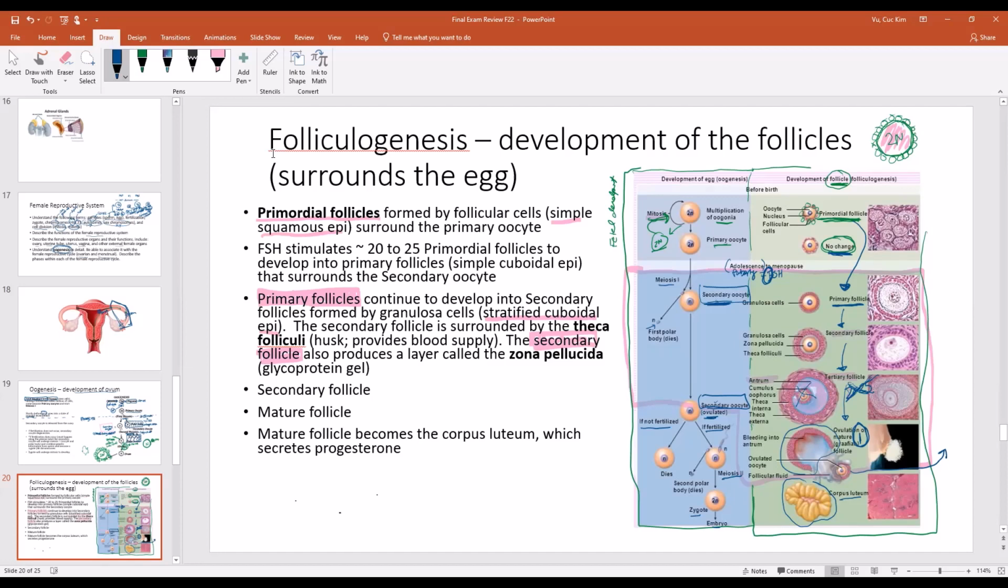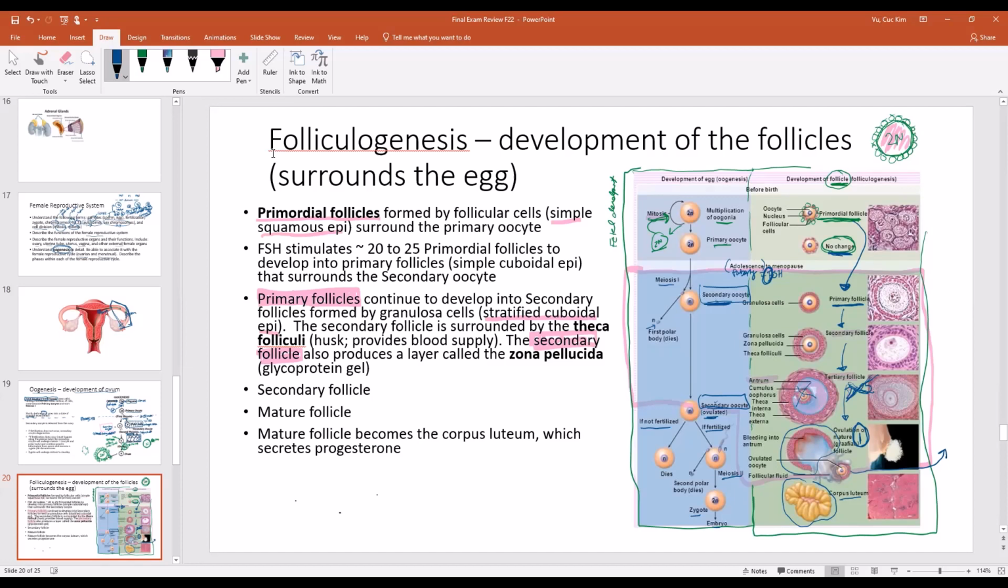You highlight like 90% of what students find confusing. So you're not the only one. It's because the terms are so similar. You've got the secondary oocyte, the secondary follicle, the primary oocyte, the primary follicle, and they're not aligned, because they're talking about different things.